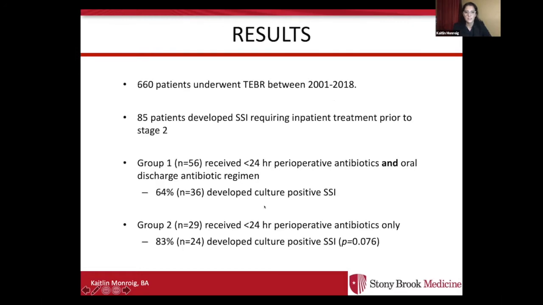So 660 patients underwent tissue expander breast reconstruction at our institution between 2001 and 2018, 85 of whom developed a surgical site infection requiring inpatient management prior to stage 2. Group 1 had 56 patients that received less than 24 hours of perioperative antibiotics and an oral discharge antibiotic regimen. 64% of these patients developed a culture-positive surgical site infection. Group 2 had 29 patients who received less than 24 hours perioperative antibiotics only, and 83% of which developed a culture-positive SSI. When comparing these 2 findings, this was not found to be significant, although it was approaching at 0.076.